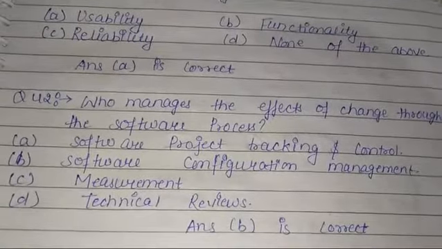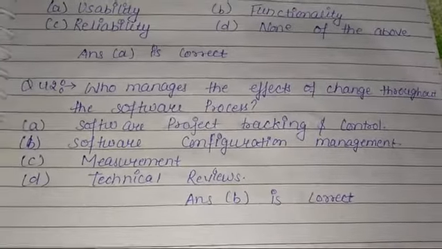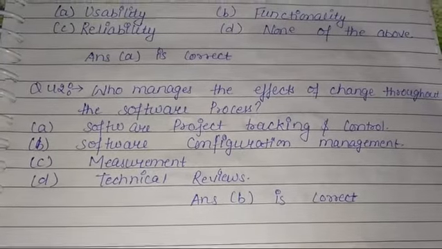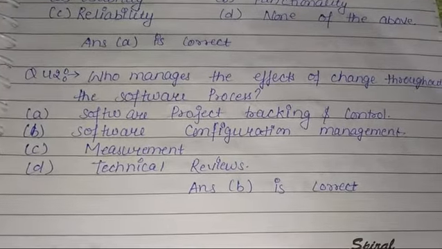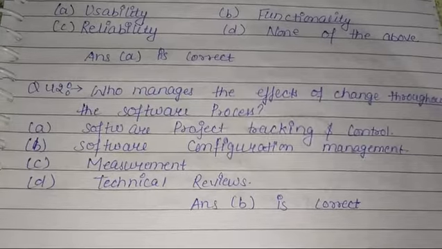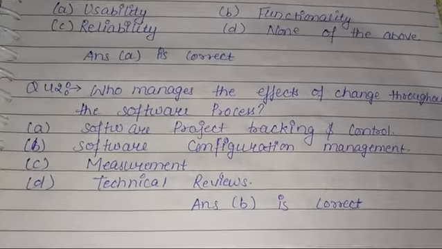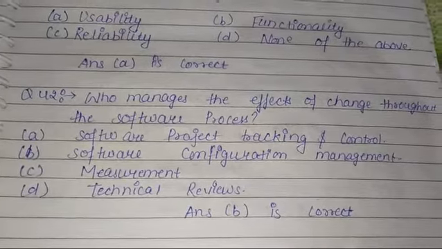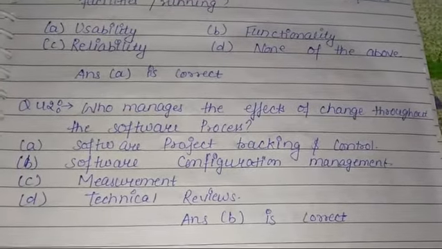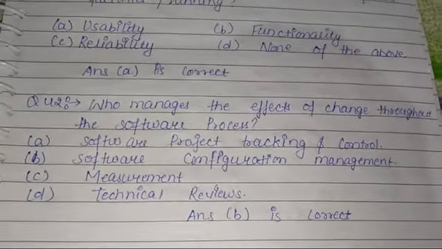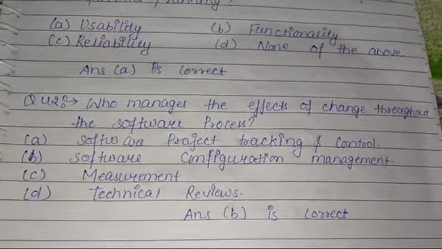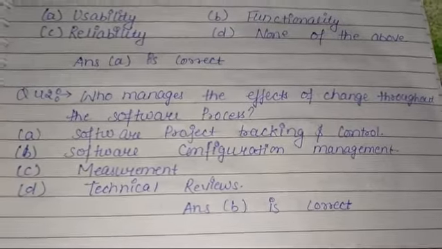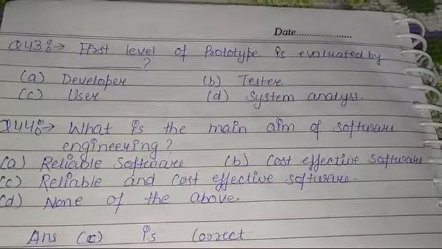Question 42. Who manages the effect of change throughout the software process? A. Software project tracking and control. B. Software configuration management. C. Measurement. D. Technical reviews. So it is managed by software configuration management. Okay friends, answer B is the correct answer.